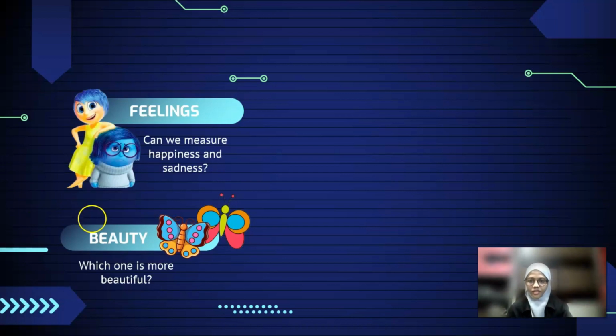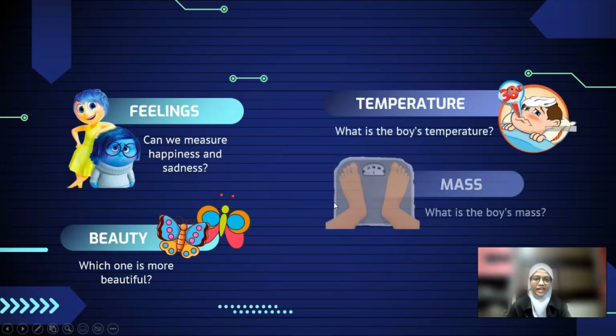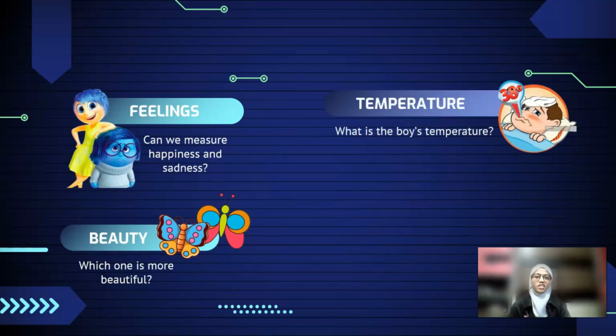For this question, we also cannot measure beauty, because maybe some of us think that the first butterfly is more beautiful. But maybe there are also some of you who think that the second butterfly is more beautiful, so we cannot measure beauty. Next, in terms of temperature, what is the boy's temperature? From the image, we can see that we can measure temperature by using a thermometer. And here, the boy's temperature is 38 degrees Celsius.